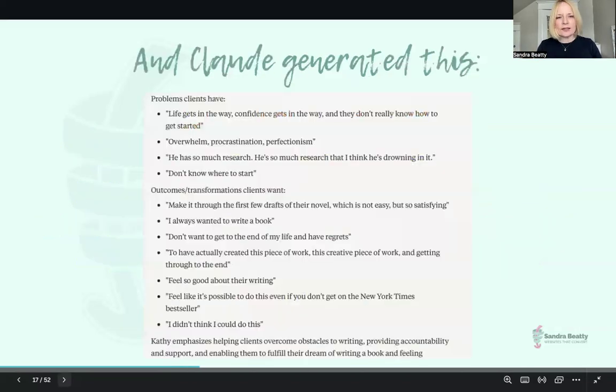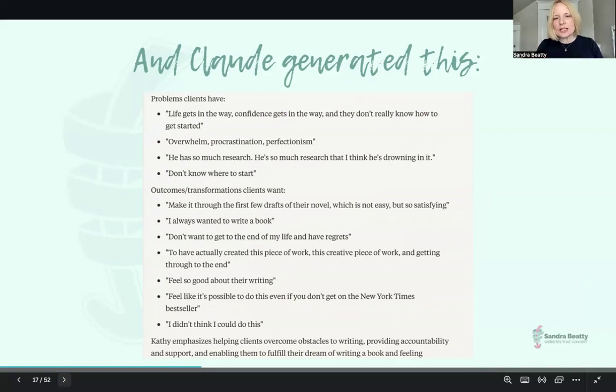And this is what Claude did. It generated quotes, took the quotes out completely, put them in quotes, and it didn't change any of the phrasing. I didn't want it to, and it didn't. It also separated it for me into problems and then outcomes and transformations. And it also provided a summary of what it identified Kathy does.